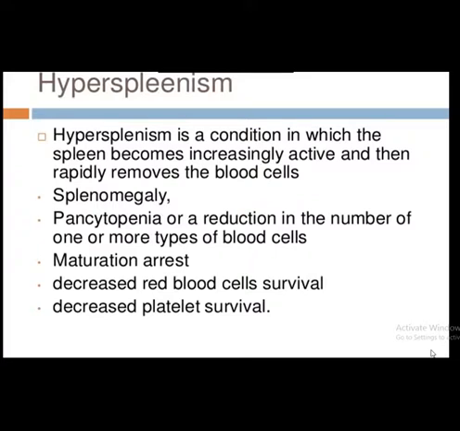Hypersplenism. Hypersplenism is the condition in which the spleen becomes increasingly active and rapidly removes the blood cells. Hence splenomegaly occurs, and in those patients where hypersplenism is there, pancytopenia or a reduction in the number of one or more types of blood cells, maturation arrest, decreased red blood cell survival, and decreased platelet survival.